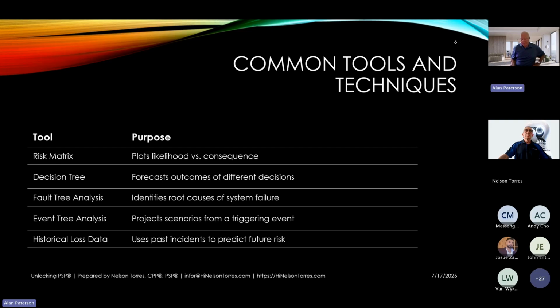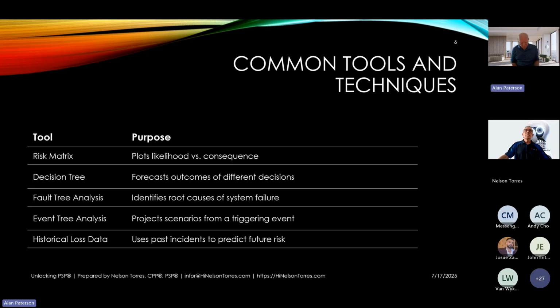Common tools and techniques. One thing we use is a risk matrix. It plots the likelihood of an incident happening versus the consequence. A decision tree forecasts outcomes of different decisions. A fault tree analysis identifies the root cause of system failure. And an event tree analysis projects scenarios from a triggering event. And historical loss data uses past incidents to predict future risk. So those are common tools and techniques.